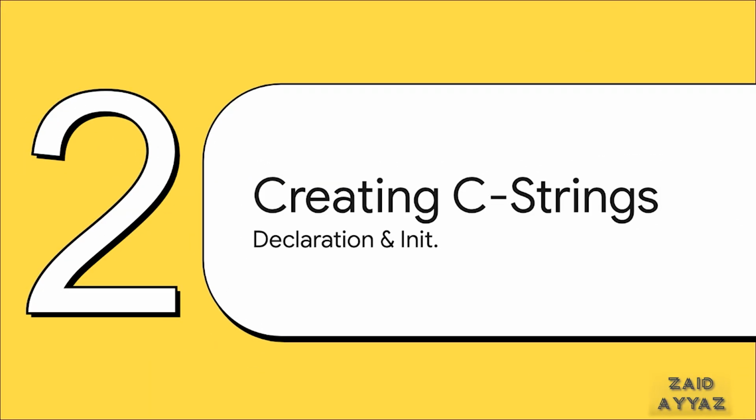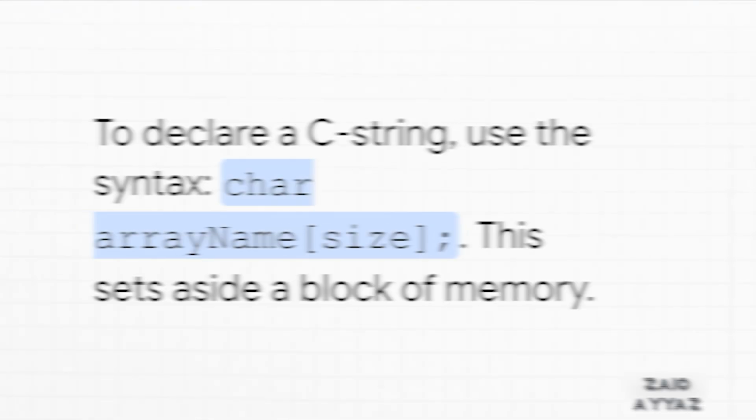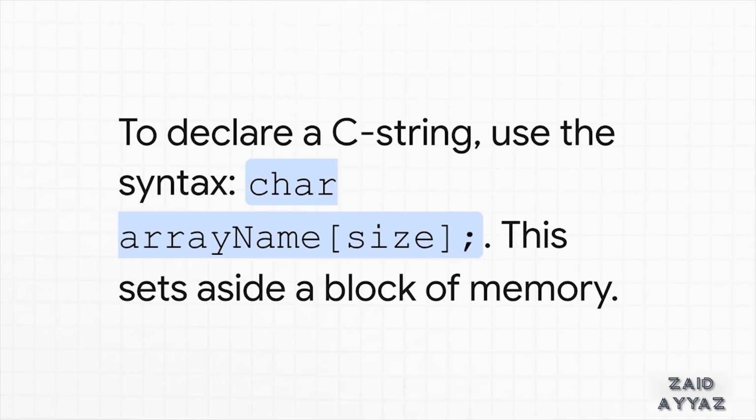All right, now that we know what they are in theory, let's get practical. How do we actually create them and get them working in our code? The syntax for declaring one is pretty much the same as any other array you've ever made. You just say char, give your array a name, and then tell it the size you want in the square brackets. Simple as that. This just carves out a little chunk of memory for your text.